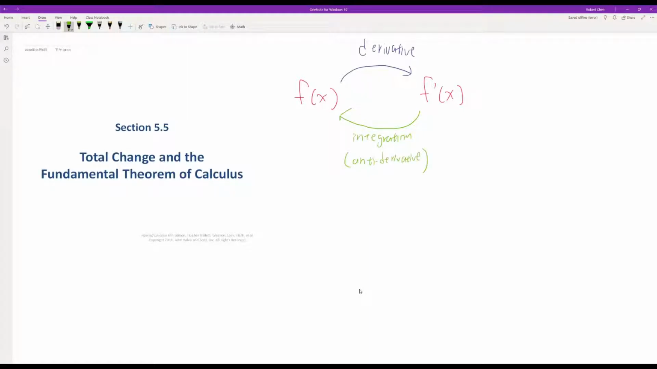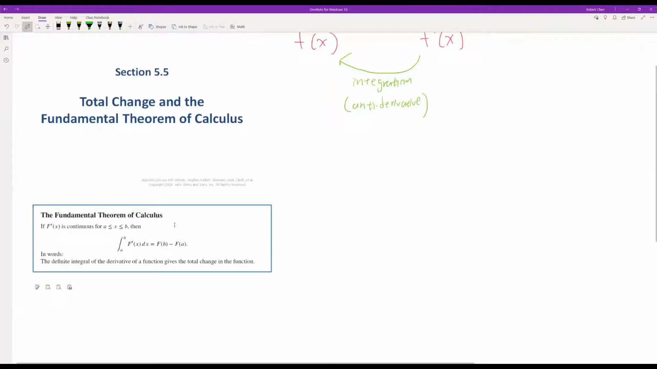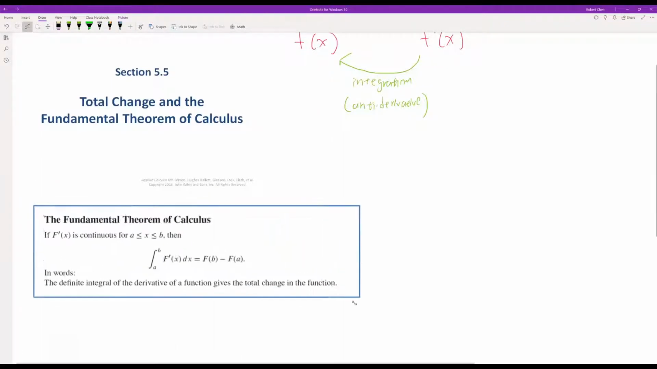Now we talked about, given some functions, how do we find the derivative? But we didn't talk about the techniques of integration. It's actually not that bad. You can think about it as the opposite process of taking a derivative. So we're going to start by introducing the fundamental theorem of calculus, which goes like this.